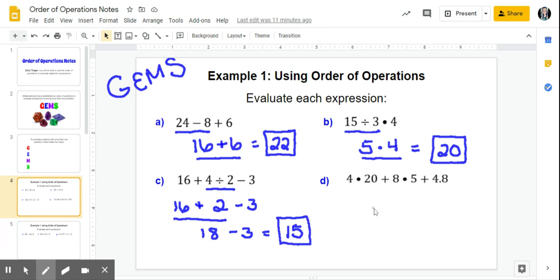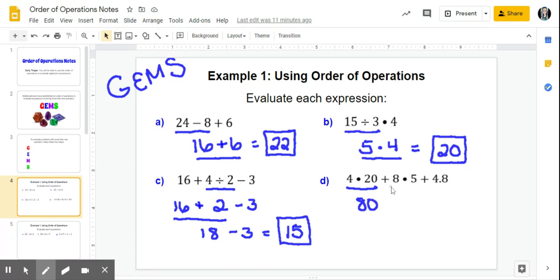Let's take a look at problem D. G for grouping symbols. There are no grouping symbols. E for exponents. There are also no exponents. M stands for multiply or divide. So starting from the left, the first thing I see right off the bat is this 4 times 20. That gives me 80.